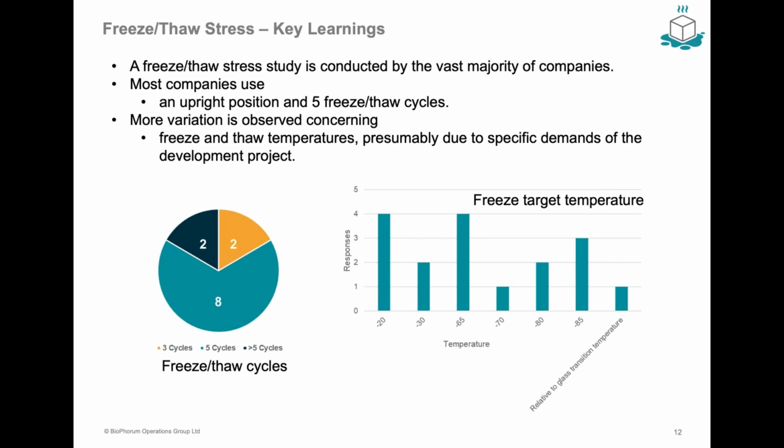More variation is observed in the freeze and thaw temperatures, presumably due to specific demands of the development project. In the selection of the freezing temperature, the product's glass transition temperature is generally taken into consideration, with most companies adopting -60 C or below, whereas -20 C is adopted to a lesser extent, as presented on the graph here.